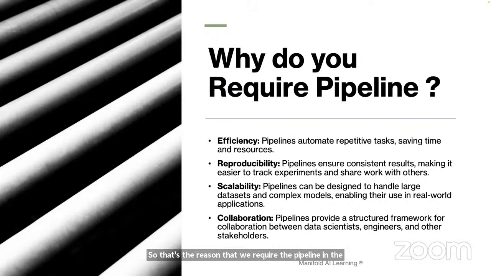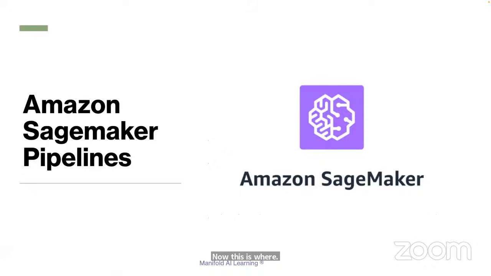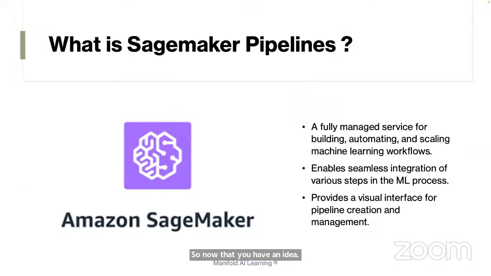Now, this is where the service of Amazon SageMaker comes into picture. Now, in this Amazon SageMaker, we've got a service that's called as the SageMaker pipeline. Now, this SageMaker pipeline helps us to construct these kind of complex pipeline for our machine learning project, which we can use it in our day-to-day production environment as well. That's the best part of this Amazon SageMaker. So now that you have an idea, let's formally understand what exactly is this Amazon SageMaker pipeline.